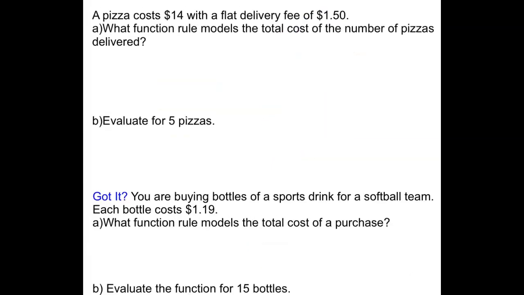So here it says a pizza costs $14 with a flat delivery fee of $1.50. What function rule models the total cost of the number of pizzas delivered? So what we have to determine is, is the total cost dependent on how many pizzas we buy, or is the number of pizzas we buy dependent on the total cost? And in this case, it makes more sense to say total cost is dependent on the number of pizzas we order.